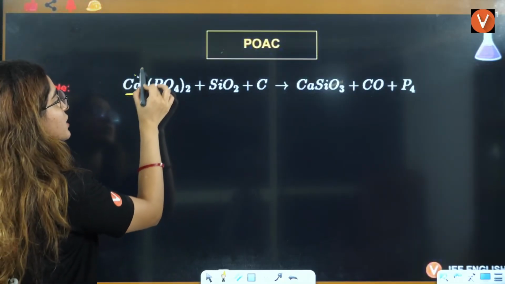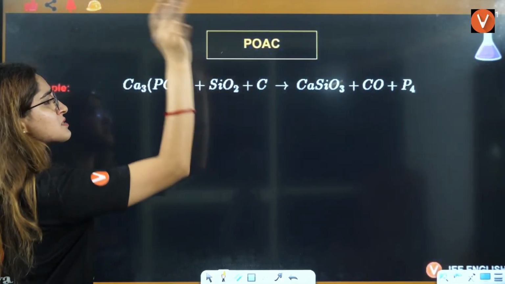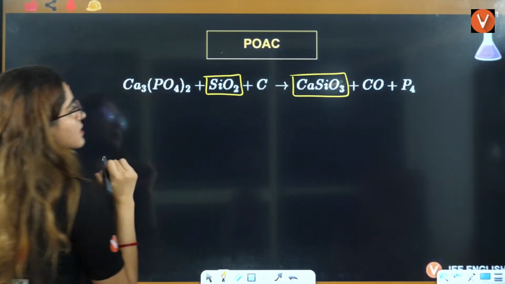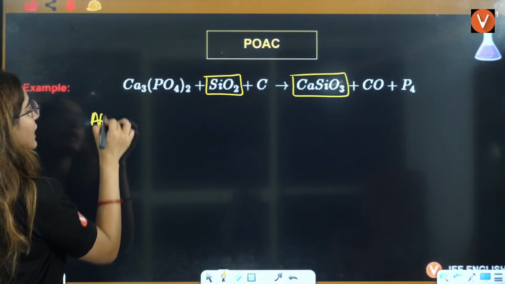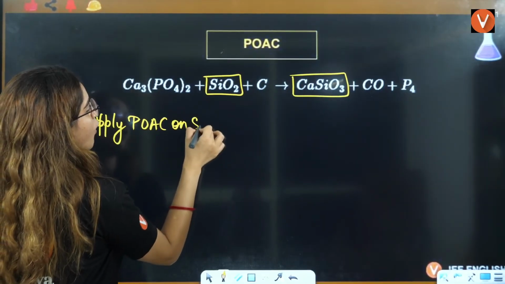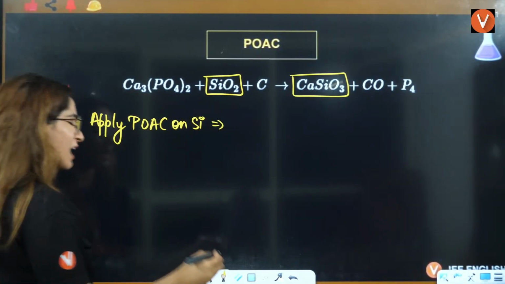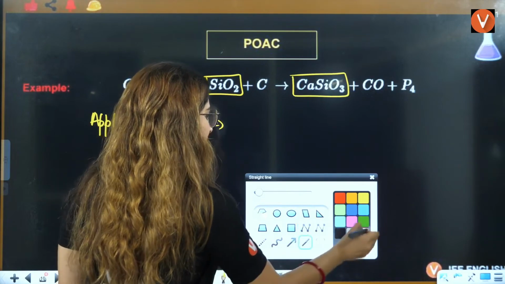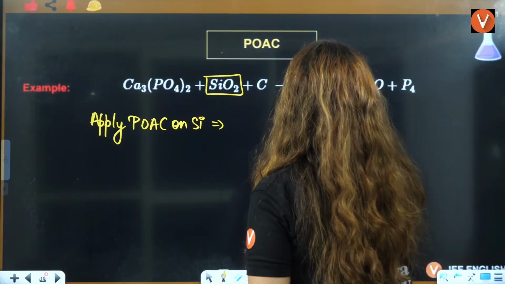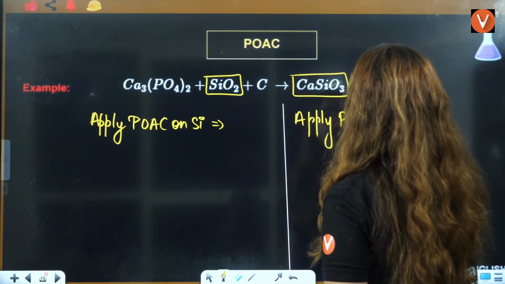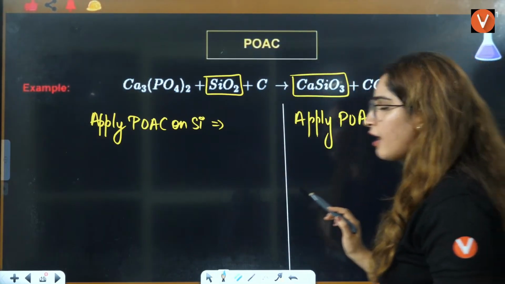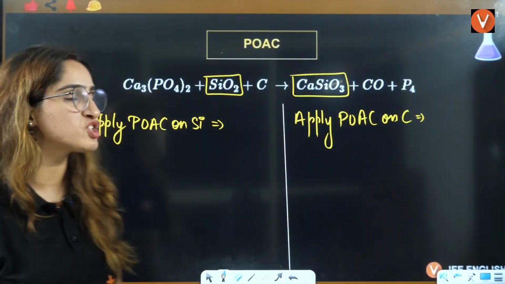Because this is calcium, we have done phosphorus. Let's say someone is asking you for silicon. Silicon is present here, right? Apply POAC on silicon. After that, I'll apply POAC on carbon also, on the same page, right? Apply POAC on carbon. Oxygen, maybe you will find it a little tough, so that I'll do on the next page.